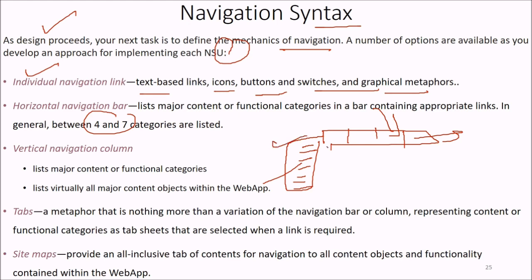Then we have the tabs. The tab metaphor is nothing more than a variation of a navigation bar or column representing content or function categories as tab sheets that are selected when a link is required. And of course the site maps. They provide an all-inclusive set of components for navigation to all content objects and functionality contained within the web app. These are the site maps.